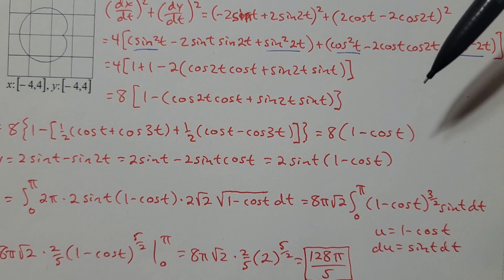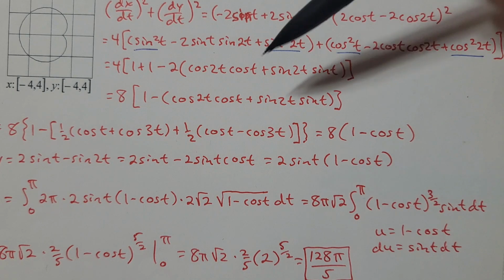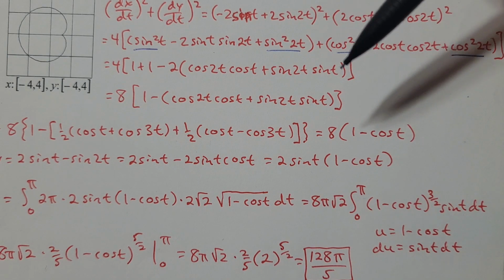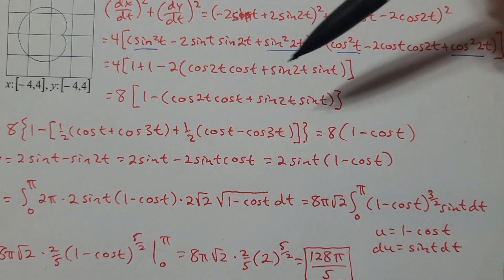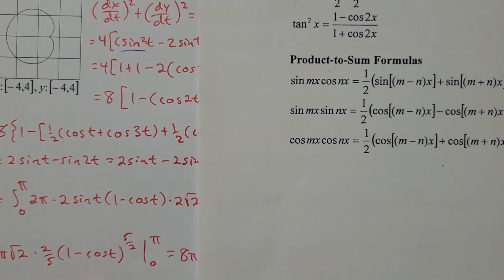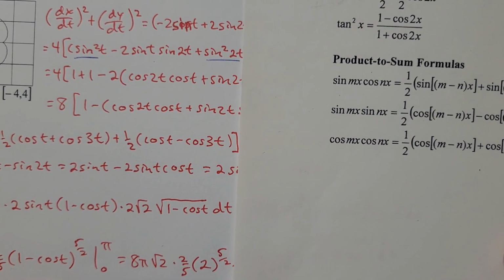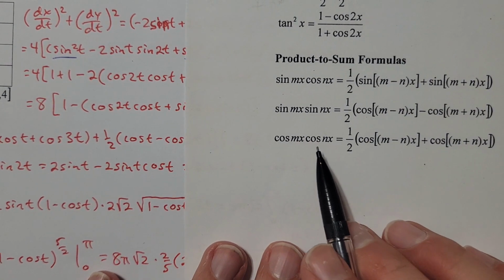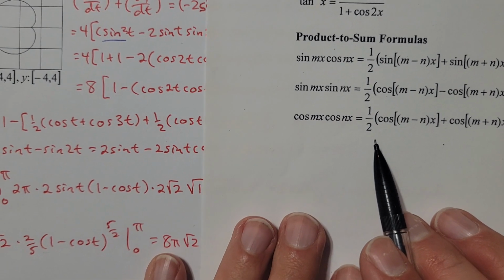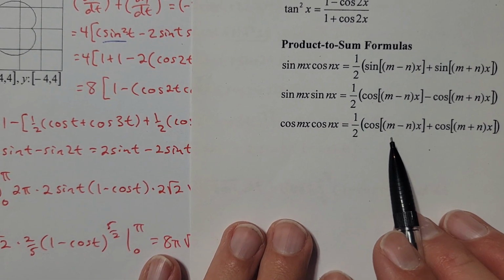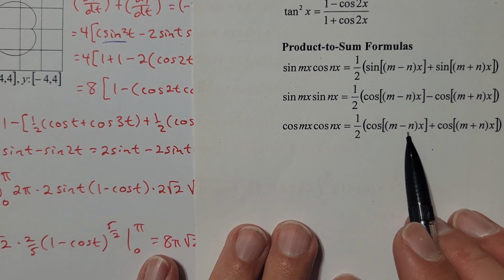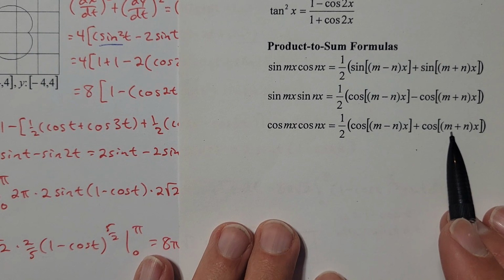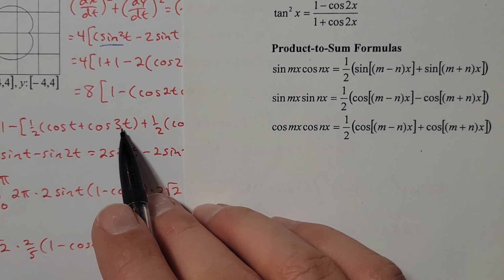Okay. Now the next thing is because I'm going to have to integrate this, I don't want a product here. It's going to be easier for me to deal with the product-to-sum formulas. Okay, we saw those in section 7.2. And let's see, for cosine 2t times cosine t, that'd be this guy right here, I'm getting 1/2 cosine of 2t minus t is t, and then plus cosine of 2t plus t is 3t.